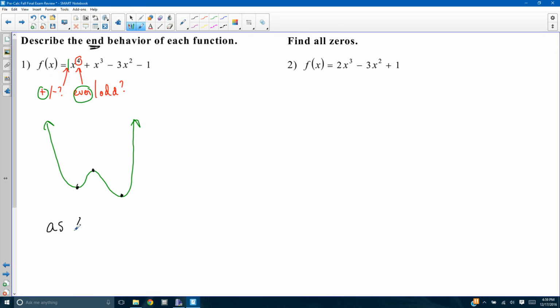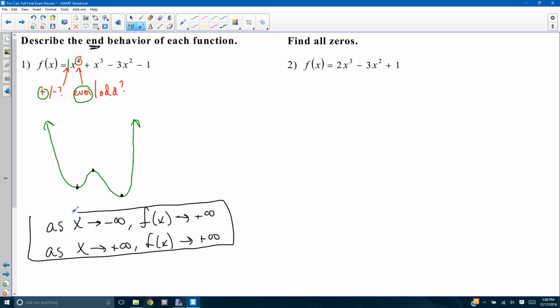As x goes to the left forever, your y value is increasing. It is approaching positive infinity. And as x approaches positive infinity, going to the right, it is increasing on that side as well. Okay, now that's the appearance of that notation. Left increasing, right increasing. Okay, next one right here.